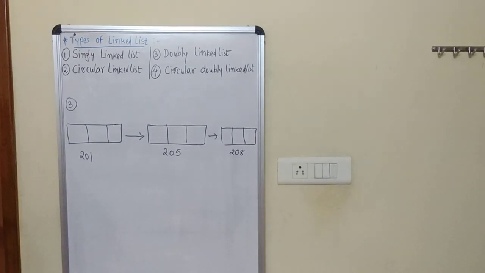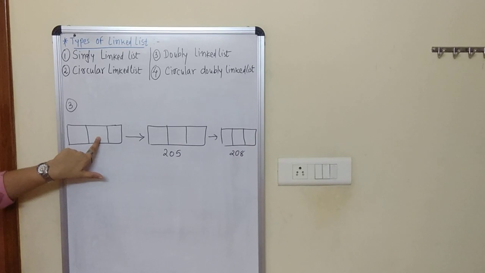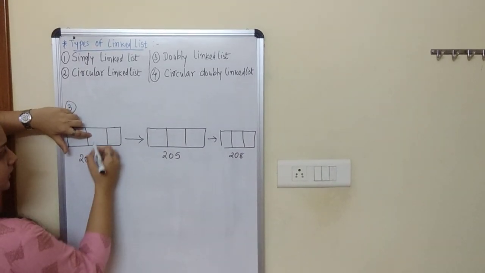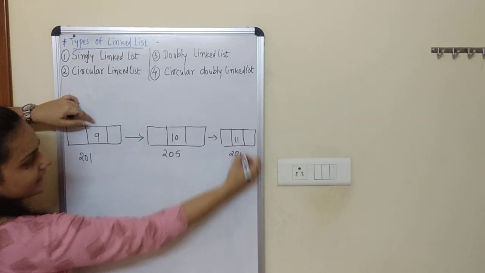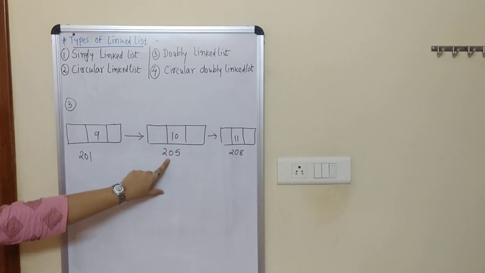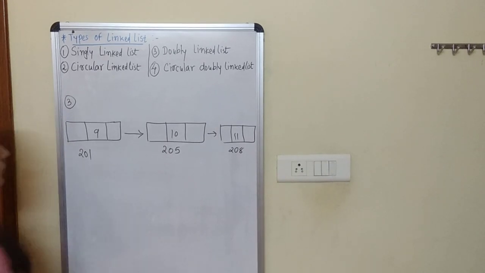Now in normal linked list scenario, what should we do? Here we write the data and here we write the next address. So here the data, for example, is 9. Here the data is 10 and here the data is 11, for example. Here I should write the address of the next. So that is my 205.